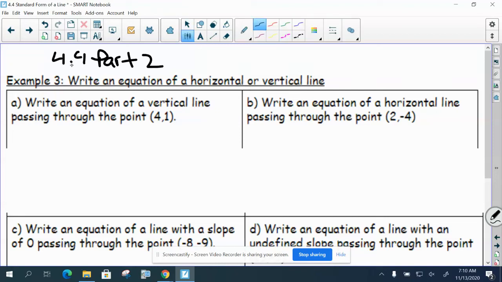This is lesson 4.4 on standard form, part 2. So today we're going to review how to write equations of vertical and horizontal lines, how to complete an equation in standard form, and we'll look at a word problem in standard form.